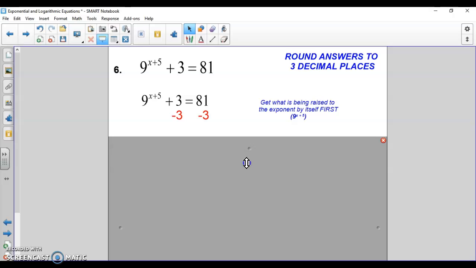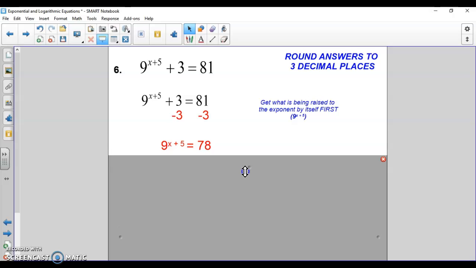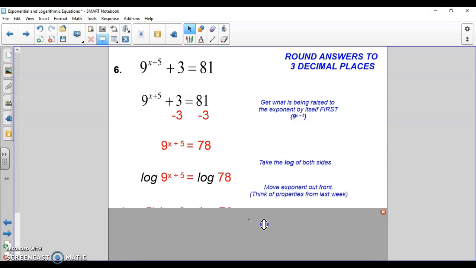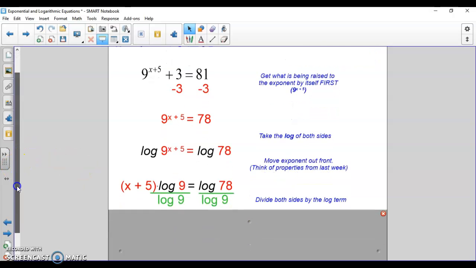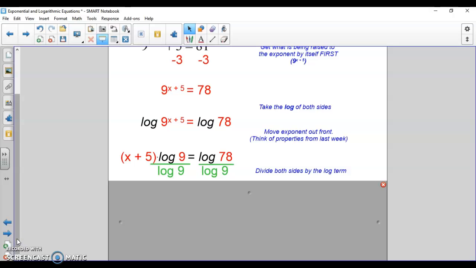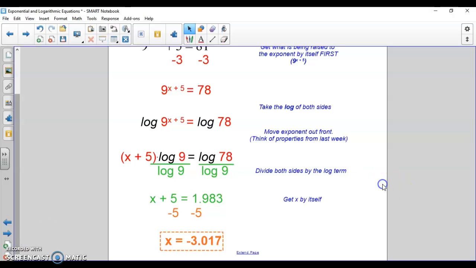Give you another example here. Now, the first thing we need to do is get what's being raised to the exponent by itself. So we need to get this 9 to the x plus 5 by itself first. So we subtract 3. Get 78 on that right side. Now take the log of both sides. Remember, move the exponent out front. Now notice here that a whole exponent is in parentheses. I still divide by the log term. So I'm dealing with a decimal from here. So log of 78 divided by log of 9 is roughly 1.983. Then I subtract 5 from it, and I get negative 3.017.